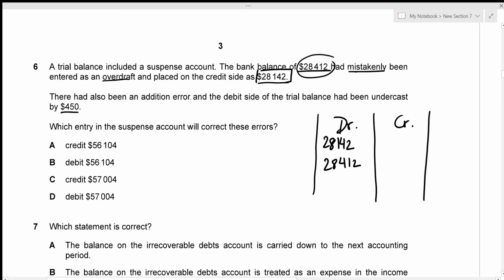And the next we're given is that the trial balance had been undercast by 450 on the debit side, which means that this 450 should be included on the debit side. That's going to be 450. All right, then the total balance on the debit side is going to be 57,004. So this value is on the debit side, which means that the suspense account will have the value of 57,004 on the credit side. So our correct answer is given in option C.